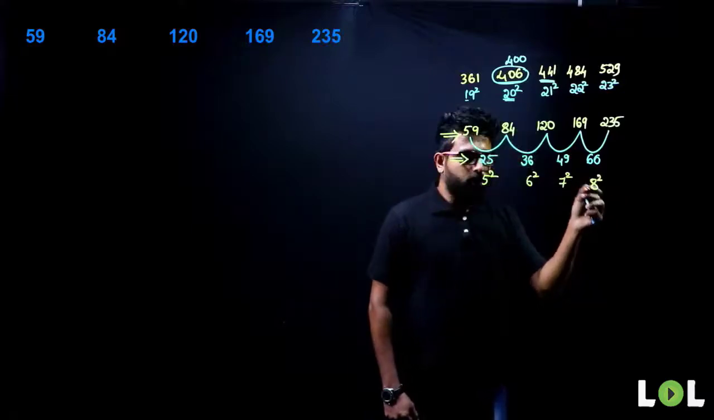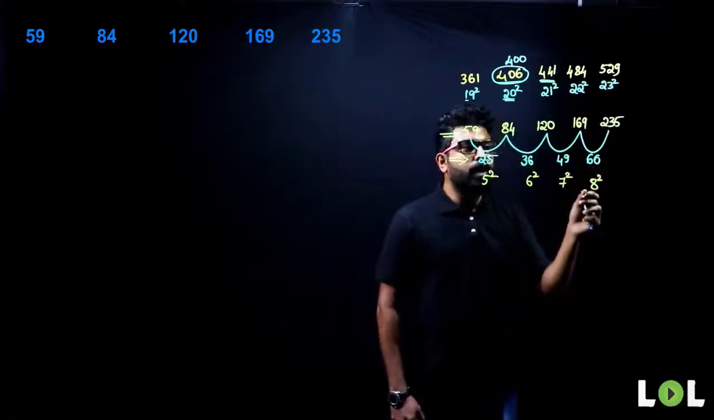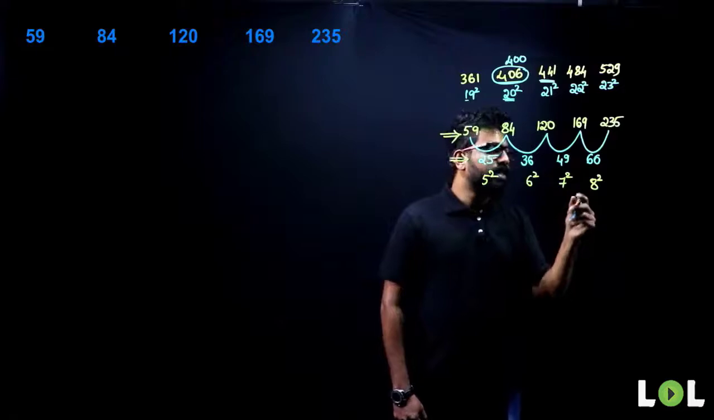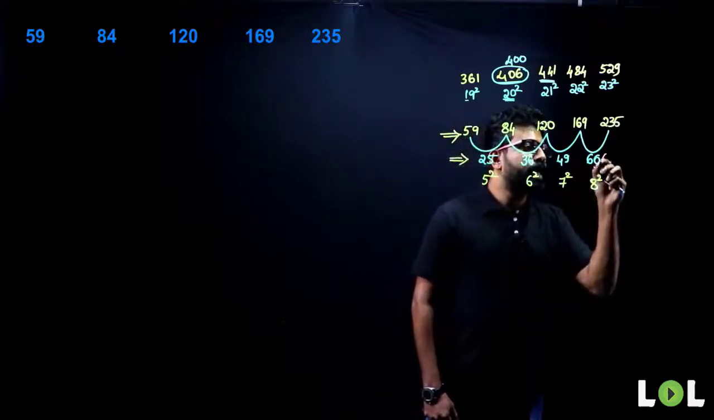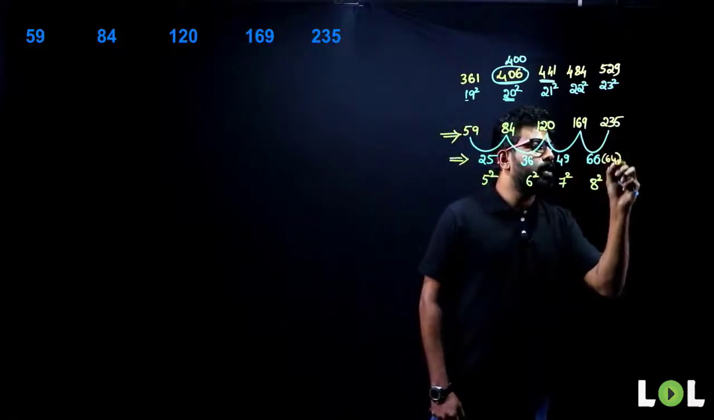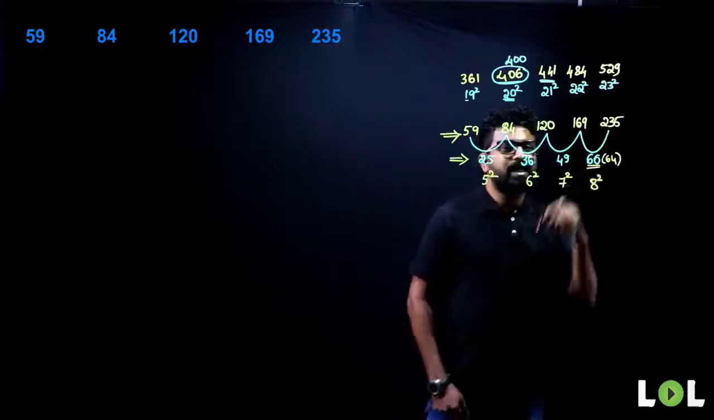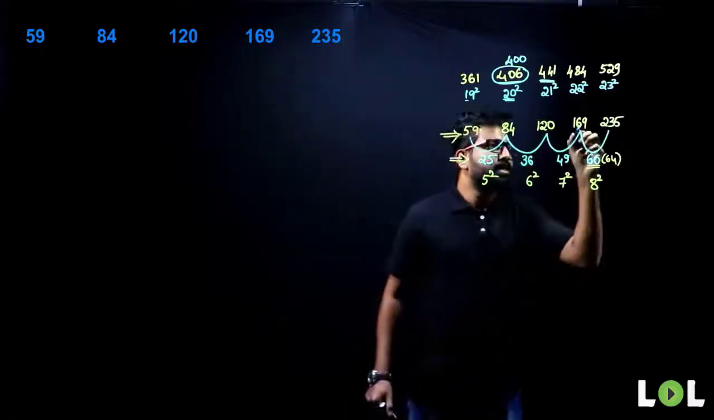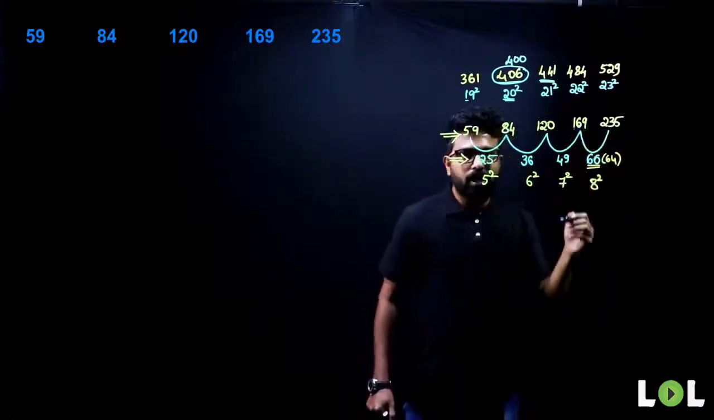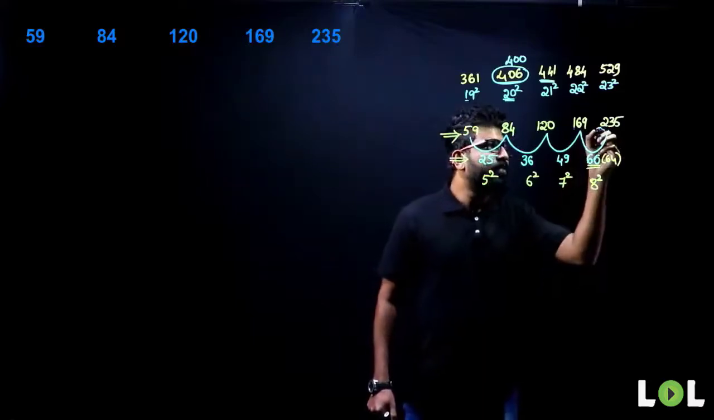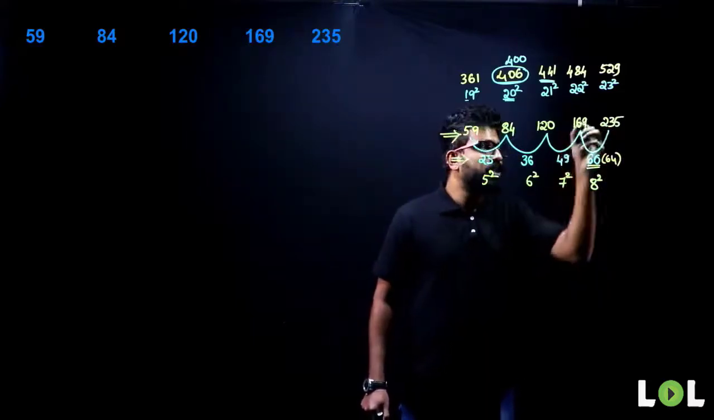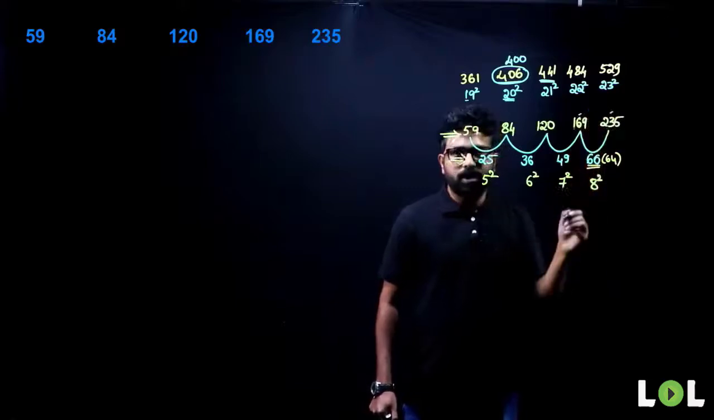I've got 8 square. But then what is 8 square? Value of 8 square is 64. So I should be getting 64 here. But I have 66 as the difference. Meaning either 169 or 235 is the wrong term. So how do I identify that 235 or 169 is the wrong term? Which is the wrong term among 169 and 235?